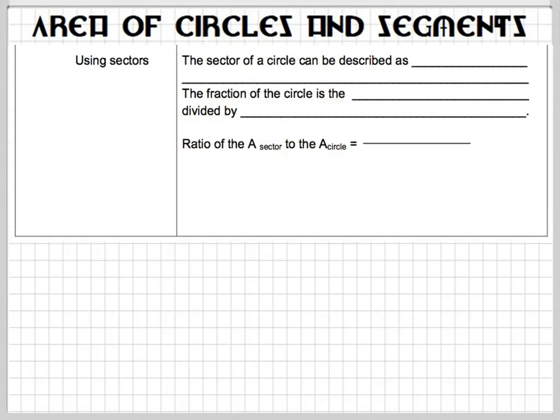The sector of a circle can be described as a fraction of the circle. So you can write down a fraction. You can say fraction or part or piece, like a piece of pizza, of the circle. If you were trying to write it in your own words that you understand, the fraction of a circle is the part divided by the whole.